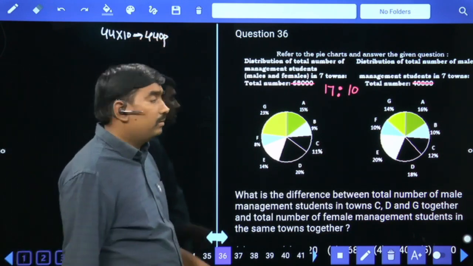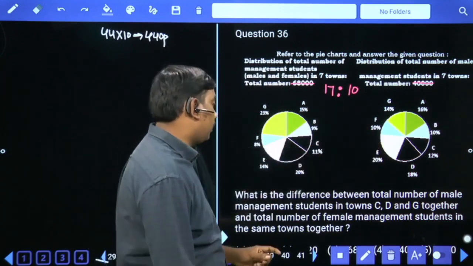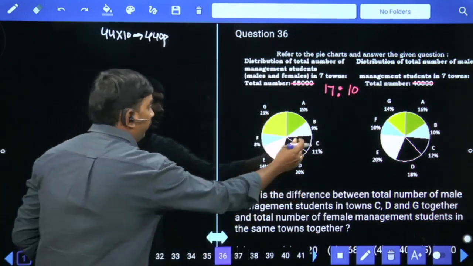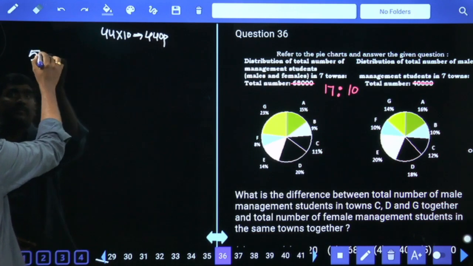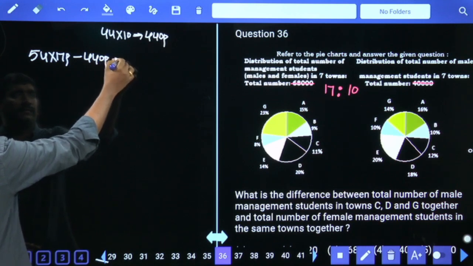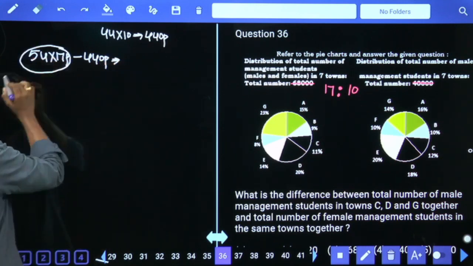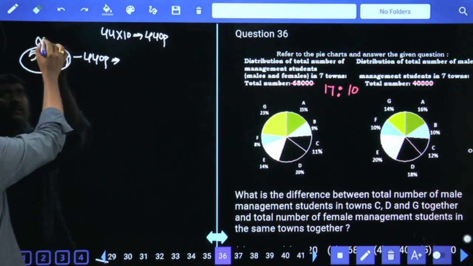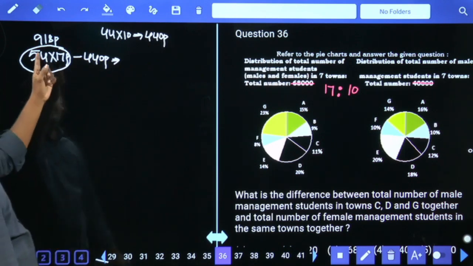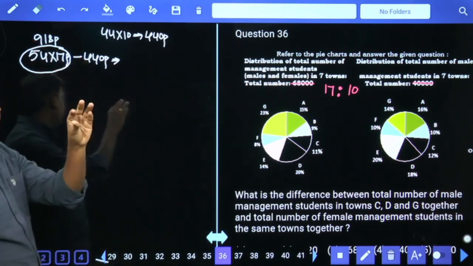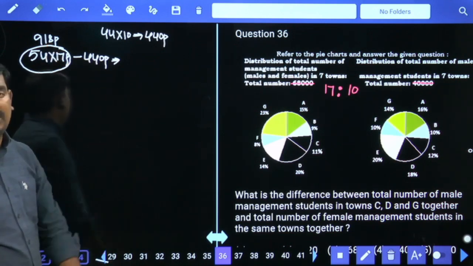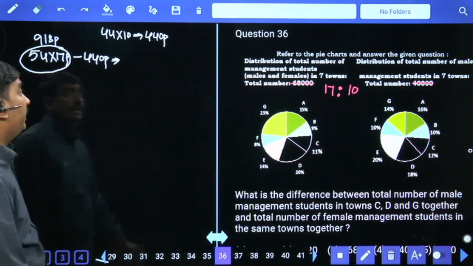How to get female? Total minus male. Total C, D, G: C 11, 20, 31, 23, 54 into total 17 parts. Total minus males, 440 parts. Already you know that. 54 times 17 means 850 plus 68, 918 parts. 918 parts minus 440. 900 minus 400 means 500. 18 minus 40 means minus 22. 500 minus 22 means 478 parts.